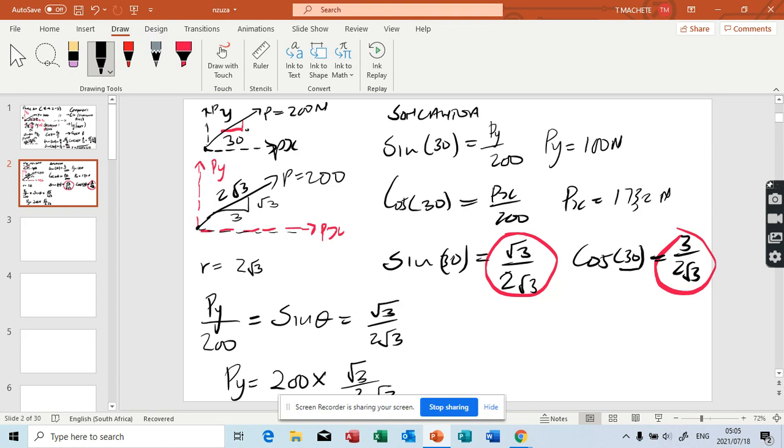Half of 200 is 100. Remember that root 3 and root 3 will cancel. So half of 200 is 100. This and this will cancel. Okay. And then to find px, you're going to say px over.